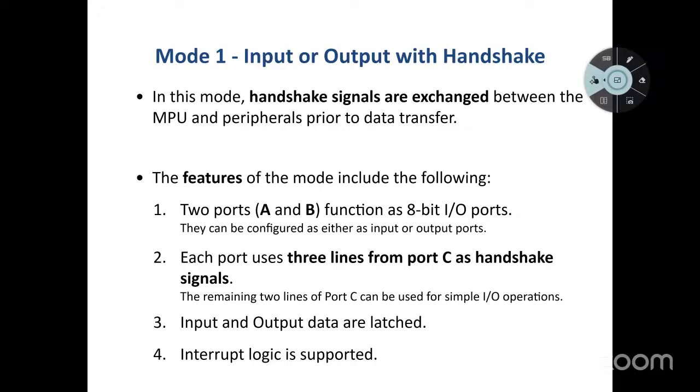Handshake, that is exchanging the information, whether it happens or not. That can be done or read using the port C signals. In mode 1, the upper 4 lines of port C can be used for handshake signals for port A, and the lower port C pins are used for handshake signals for the port B register.